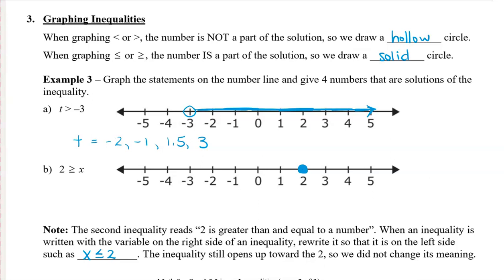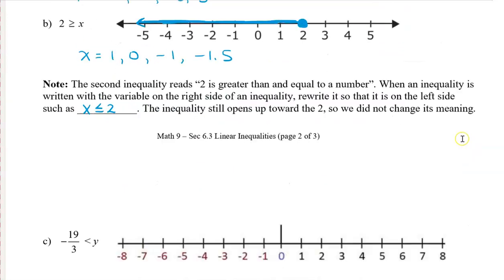But what it's saying is that we want numbers which are smaller or equal to 2. 2 is the bigger number. So this time we're going to draw an arrow, and this time it's going to be pointing to the left. And again, I'm going to keep drawing it all the way past negative 5, and then draw an arrow. So numbers x that would work would be 1, 0, negative 1, negative 1.5, and so on.